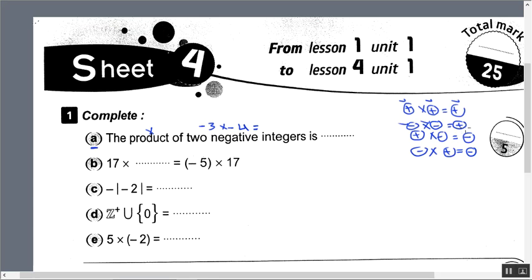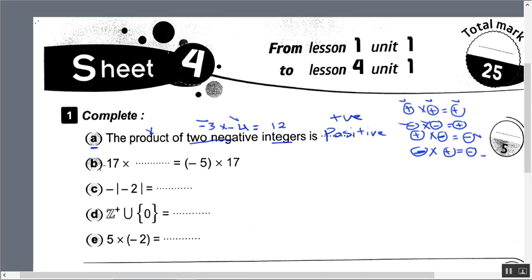times negative equals positive. Here these signs are different. Here we have positive and here negative, so the result must be negative, and here also we have negative times positive, so the result must be negative. Here we have negative 3 times negative 4, so the result will be positive 12. So the product of two negative integers will be positive.